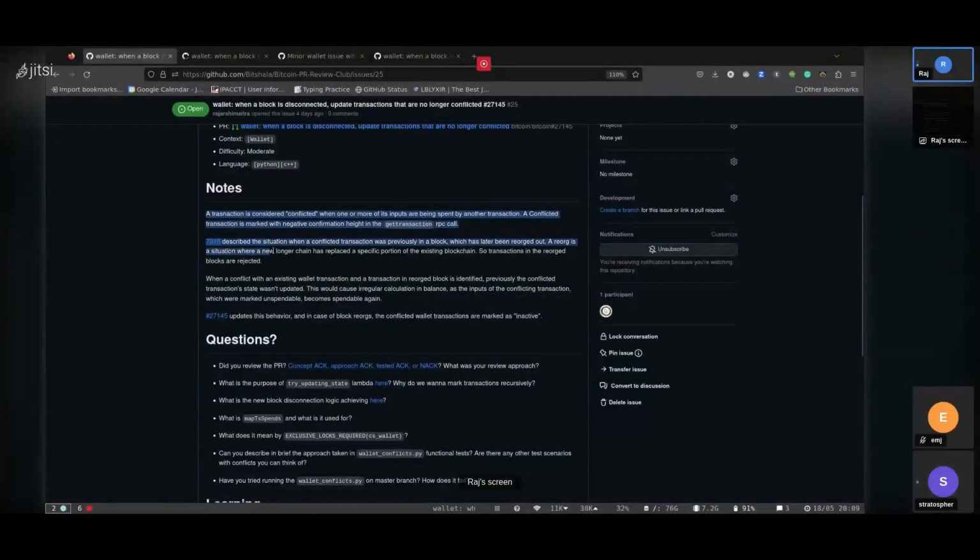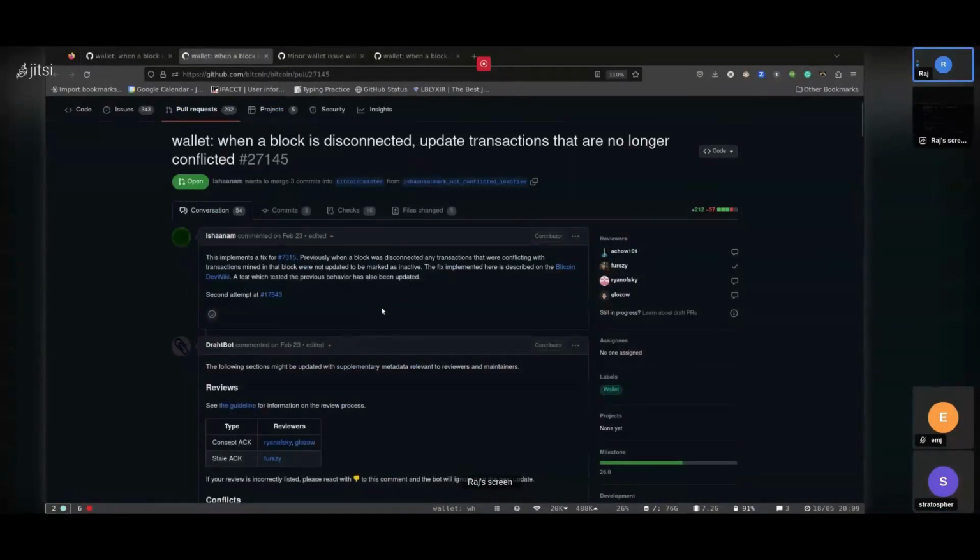So what is the current behavior, like marking it as inactive? No, the PR changes it into marking it as inactive. The current behavior is don't do anything. So if it's conflicted, it remains conflicted. Oh, right. Okay. So the current behavior doesn't do anything in case of a block reorged.